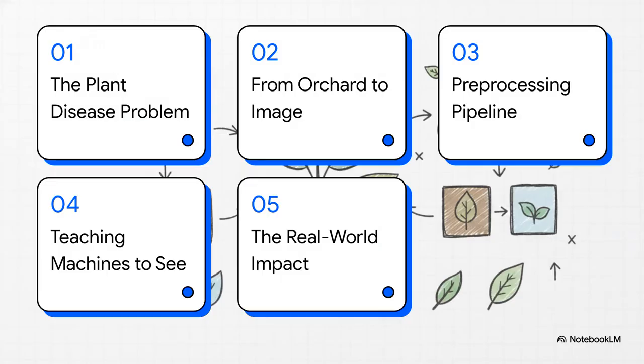Here's our roadmap for today. We're going to cover the plant disease problem, move from the orchard to the image, dive into the pre-processing pipeline, explore teaching machines to see, and finally, look at the real-world impact. Let's get to it. Section 1.